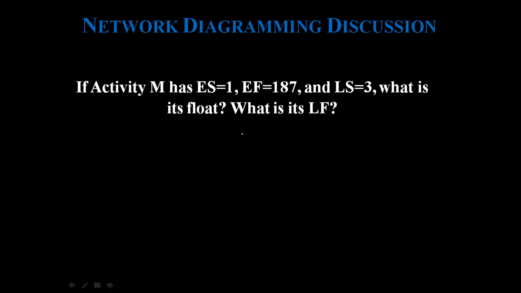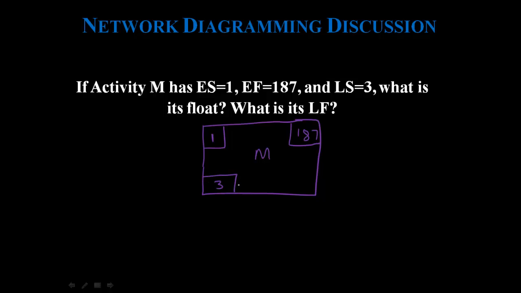So we have an activity M. Let's draw it. This is an activity M. Early start, this is early start, this is given to us 1. Early finish is given to us 187. Late start is given to us, which is 3. So what is the float and what is LF? So we need to find out this, and we need to find out what is the float.